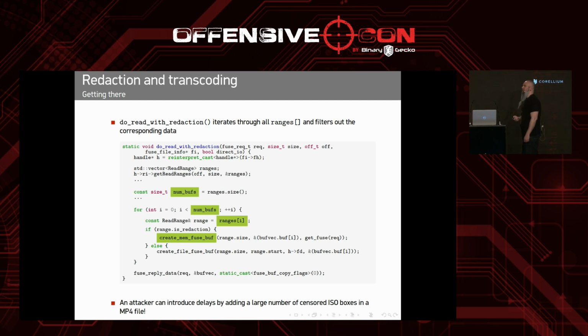Do read with reduction is pretty straightforward. It basically iterates through the aforementioned sensitive ranges in the file. And for each such range, it will replace the data in the corresponding offset and size with zeros. So if we have a media file with, let's say, hundreds of thousands of sensitive ISO boxes, this loop will take quite some time to be processed. And this will eventually introduce delays.